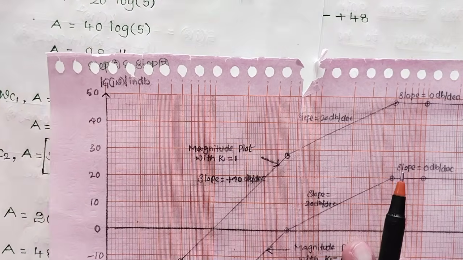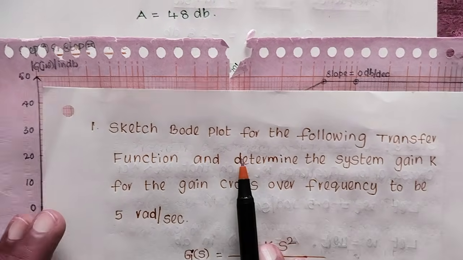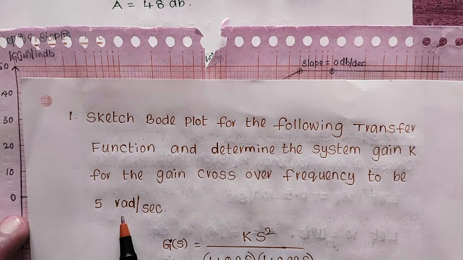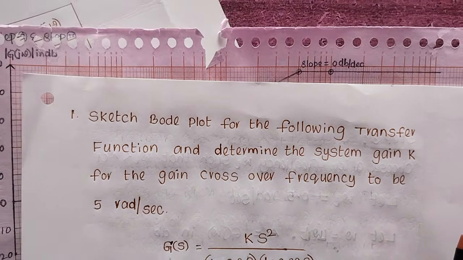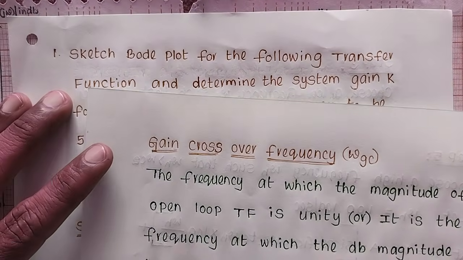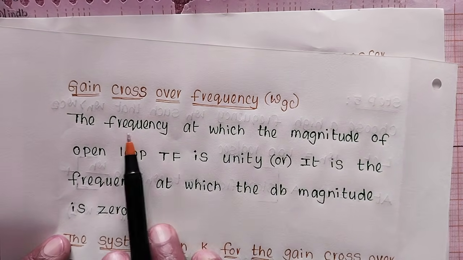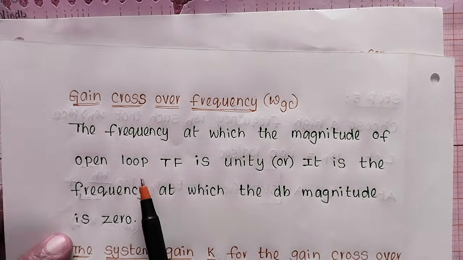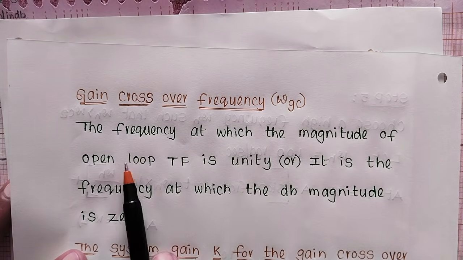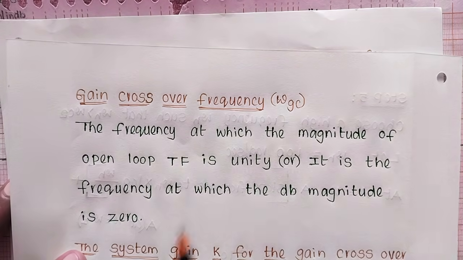In the problem, he is giving one more question: determine the system gain K for the gain crossover frequency to be 5 radians per second. We have to find that. First of all, we should know what a gain crossover frequency is. The gain crossover frequency, indicated with omega GC, is the frequency at which the magnitude of the open loop transfer function is unity. If the magnitude is unity, the corresponding frequency is called the gain crossover frequency.